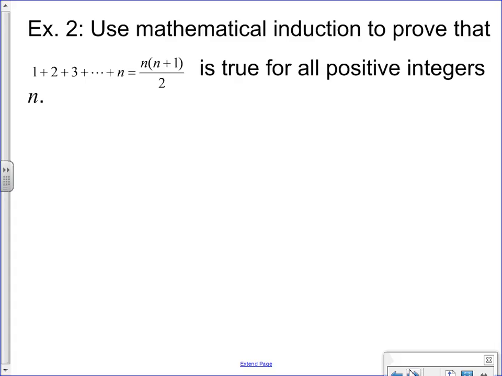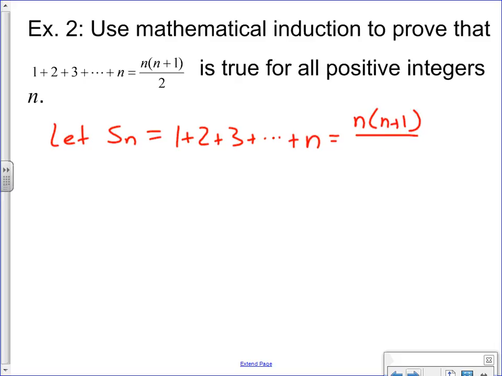Okay. All right. So first, it's kind of like writing an essay, right? You need an introduction. Introduce the statement. So you say let Sn be 1 plus 2 plus 3 plus dot dot dot plus n equals n times n plus 1 over 2. Okay, so you introduce the statement.